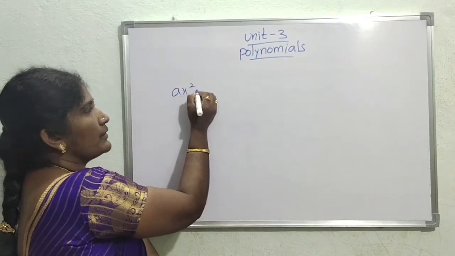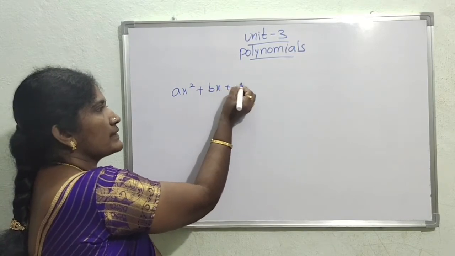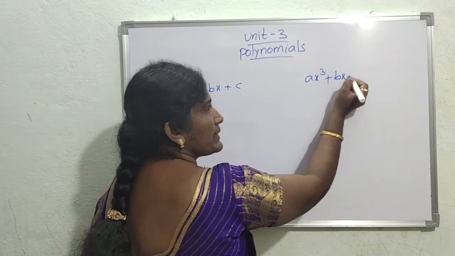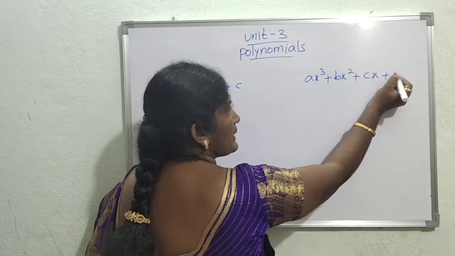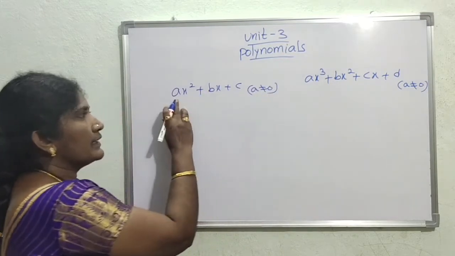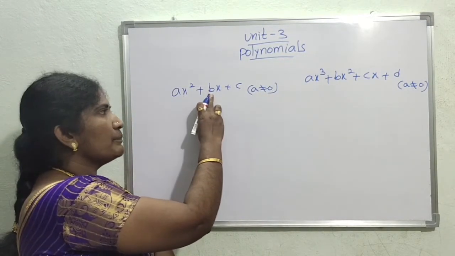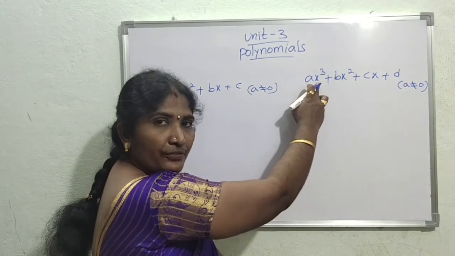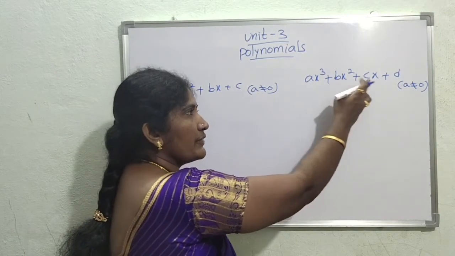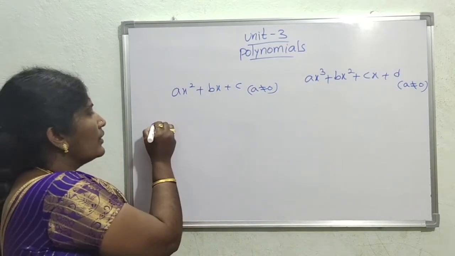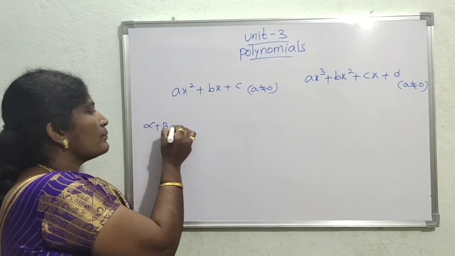For quadratic polynomial, ax square plus bx plus c, and the cubic polynomial general form is ax cube plus bx square plus cx plus d. In both cases, a not equal to 0. In the quadratic, a is the coefficient of x square, b is the coefficient of x, c is the constant term. In the cubic, a is coefficient of x cube, b is coefficient of x square, c is coefficient of x and d is constant term. What is the formula we can use for sum of zeros?